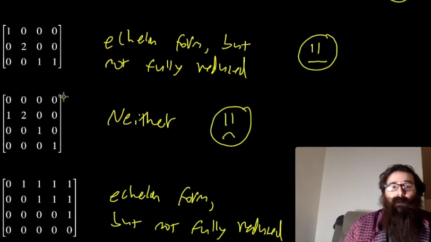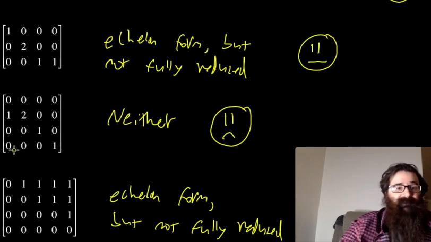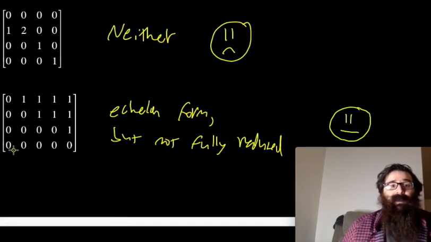And this one has a problem, right? The row of all zeros at the top is not what we want. We're going to want to do a row interchange to fix that. And this last one has that really nice diagonal flow to it.